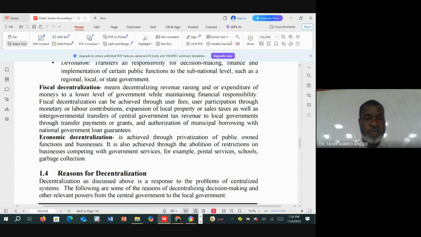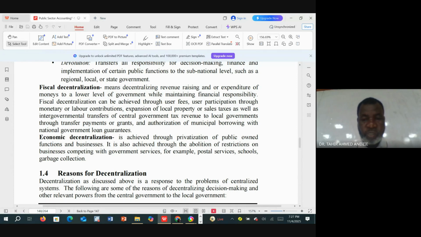The final one is economic decentralization, and this is achieved through privatization of publicly owned functions and businesses. Because if it has to do with economic issues, this assembly will have to be able to manage its assets and liabilities. If this assembly has a property and it's not managed well by the citizens, and the assembly wants to privatize that particular asset, they are able to do that, and that will result in proper economic management of that particular asset. They are allowed to do so. So it is achieved through privatization of publicly owned functions and businesses.